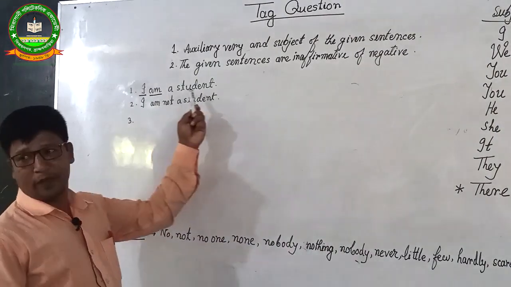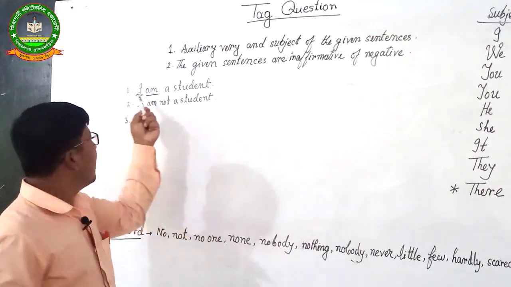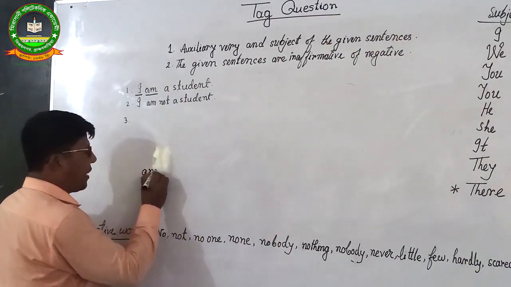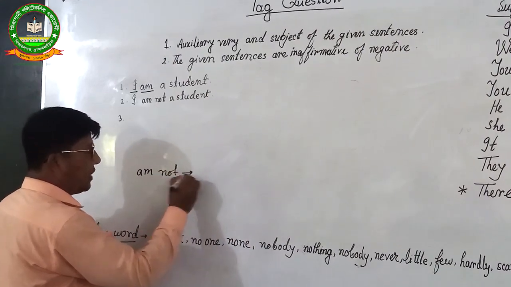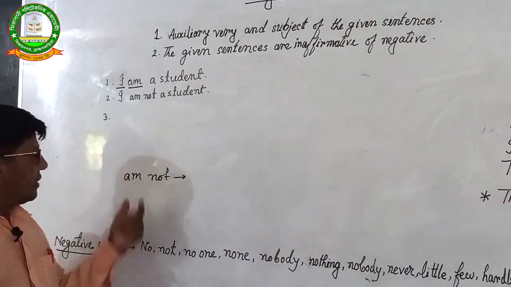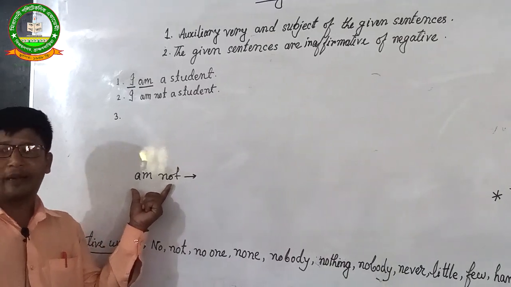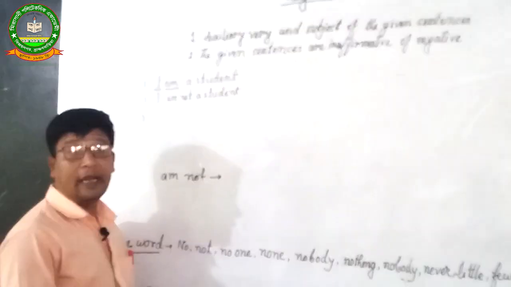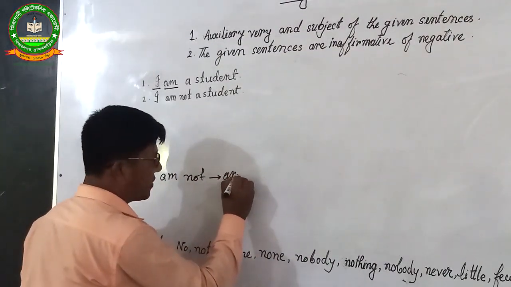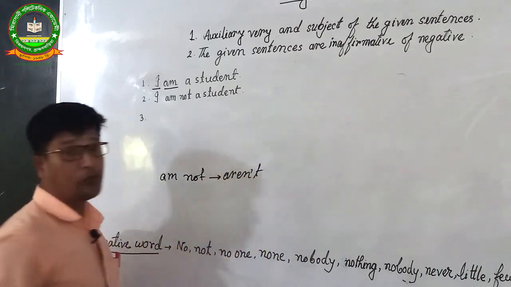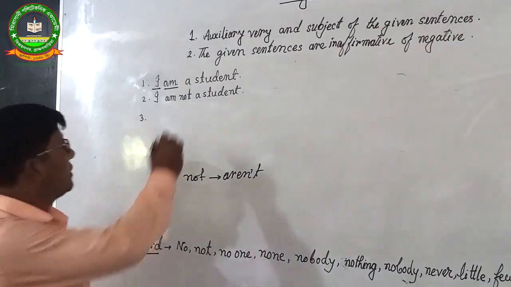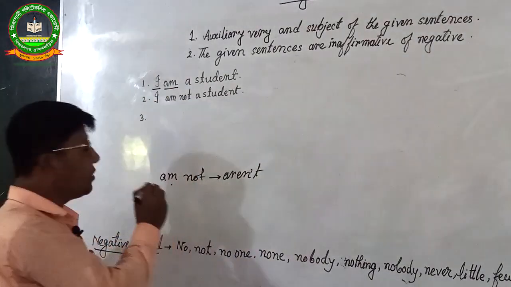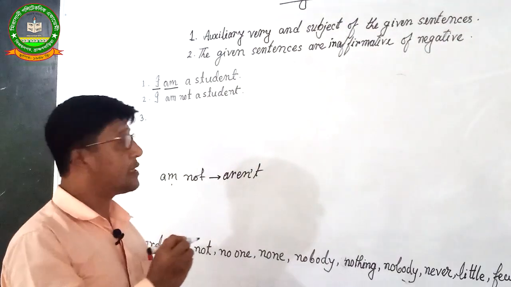So it is an affirmative sentence. So we have to make it negative. The negative form of am not: if we use its short form, we find two forms, ain't or aren't. In modern English, we find the negative form of am not is aren't. This is the modern form we use, not ain't. Here the auxiliary verb is am, this is an affirmative sentence, so the take question would be negative.